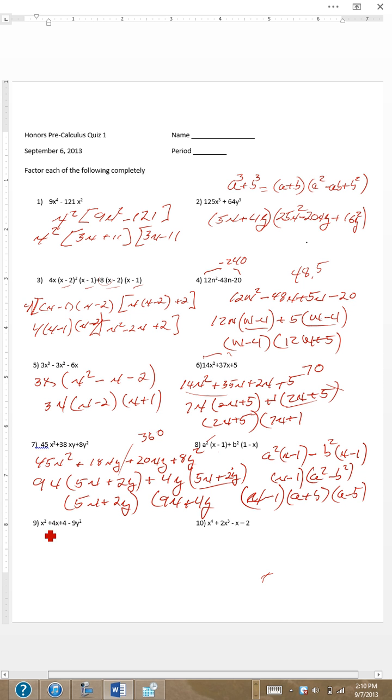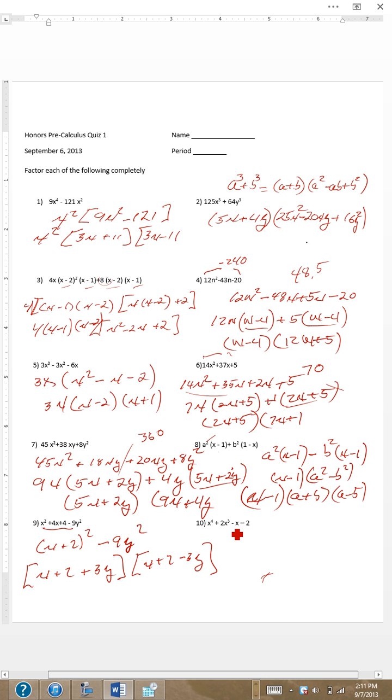Next, identify factoring by grouping, group the first three. First three is a quadratic perfect square trinomial. Factoring the x plus 2 quantity squared minus 9y squared. Now we have a difference of squares, a squared minus b squared. Factors x plus 2 plus 3y, the other group, x plus 2 minus 3y. Done.